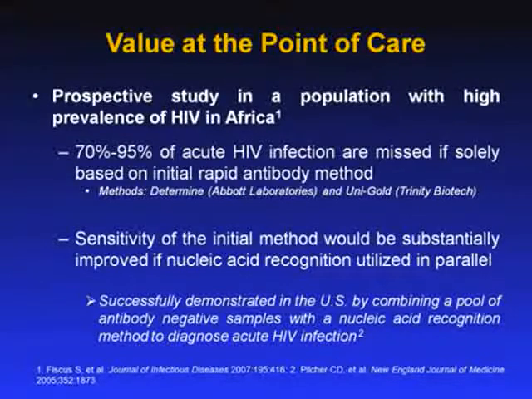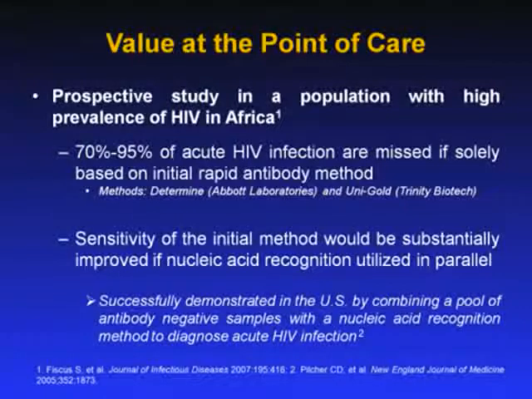Susan Fiskus and colleagues published results in 2006 from a prospective study designed to evaluate HIV detection assays in a high-prevalence population in Africa. They calculated that 70 to 95% of acute HIV infections were missed when solely based on rapid antibody test. The rapid antibody test happens to be the initial testing method recommended by the Center for Disease Control and the World Health Organization. But this 70 to 95% is huge, especially in a high prevalence population.